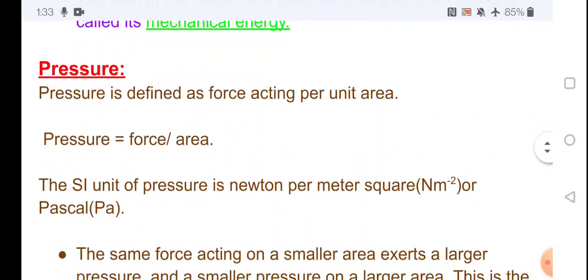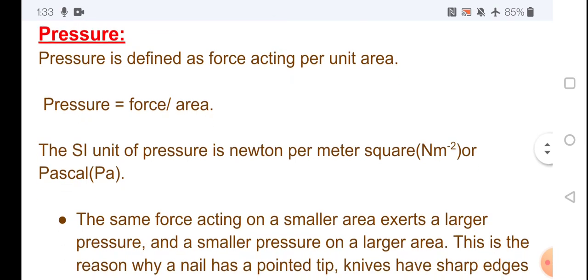Pressure means pressure is the force acting per unit area. The pressure is equal to force by area. Pressure is inversely proportional to the area. If the area is larger, pressure will be less. If the area is less, pressure will be high. The SI unit of pressure is Newton per meter square or Pascal.